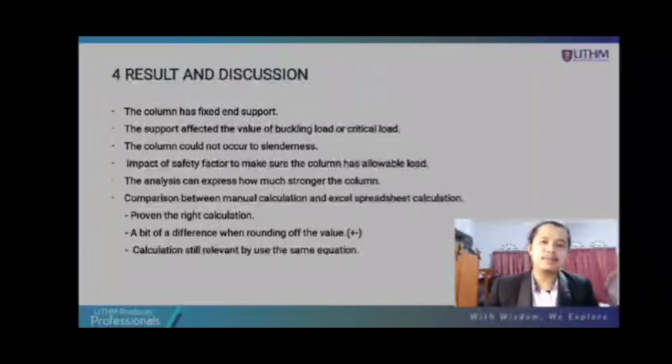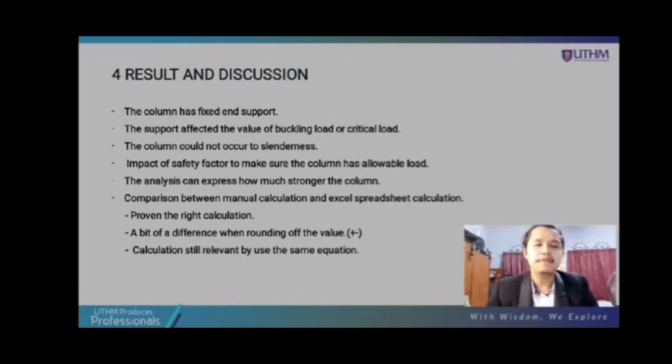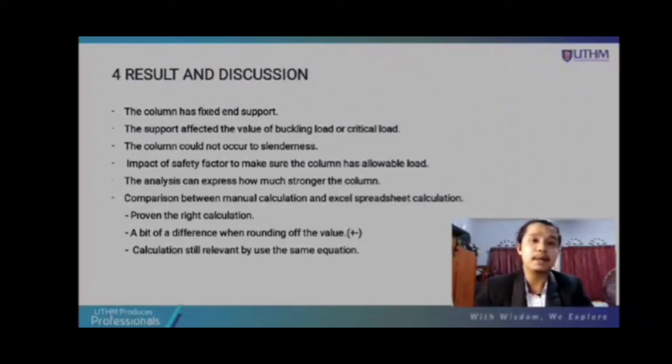I continue from the part result and discussion. So, the column has fixed end supports. In the field study, we have 4 types of end supports: the first is pin end support, the second is fixed and free end support, the third is fixed end support, and the fourth is pin and fixed end support. The support affects the value of the buckling load or the critical load, which is influenced by the effective length. The effective length is obtained from the actual length times K.